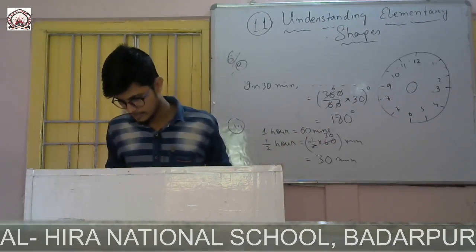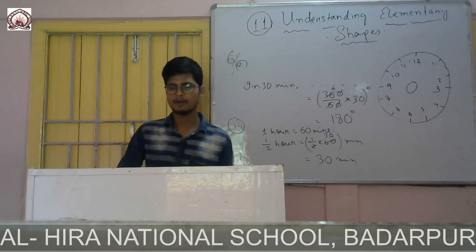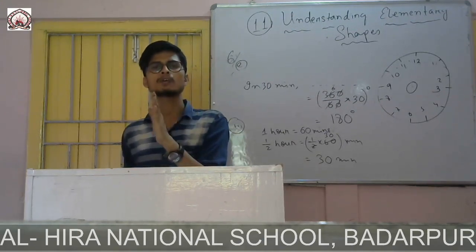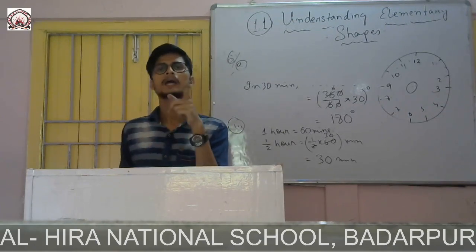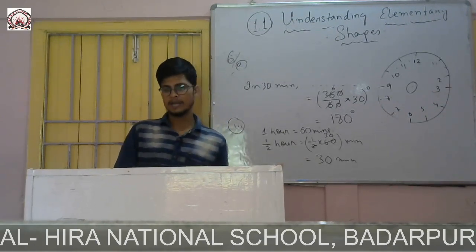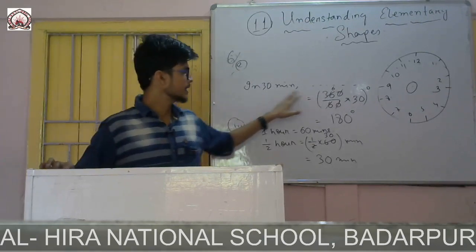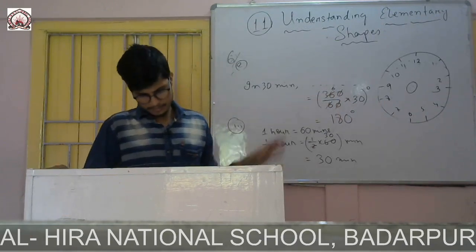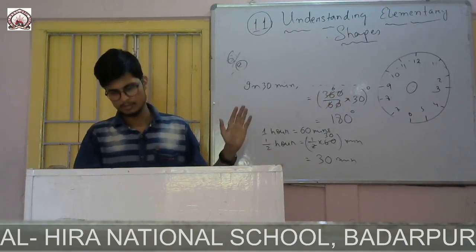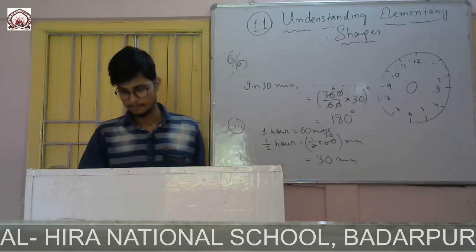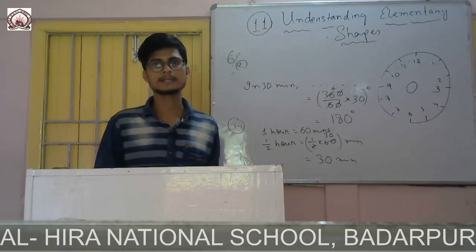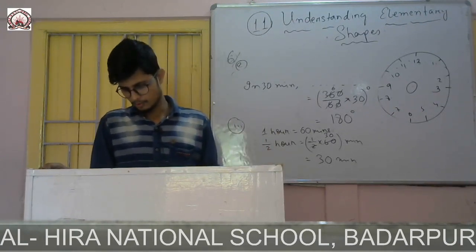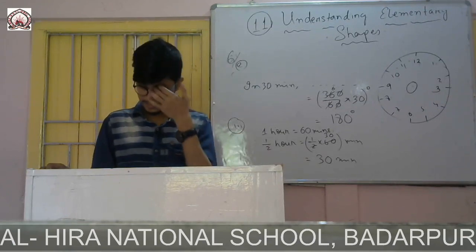Then the next one is 1.5 hour. For 1 hour it is 60 minutes, and for half hour it will be 30. That means 60 plus 30, it is 90 minutes. So for 90 minutes, it will cover 360 by 60 into 90. So 9, then you cancel and you will get the answer. If I cancel it by 4 it will be 5. Yes, 9 6s are 54, 540. So the answer will be 540 degree. So Roman number 4, 5 and 6 you try.